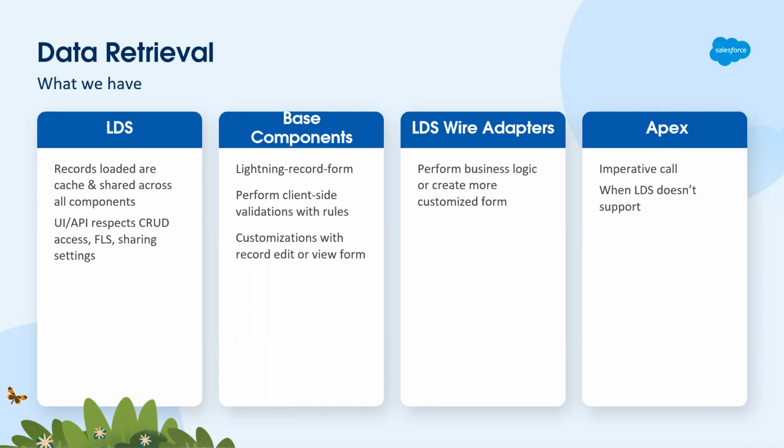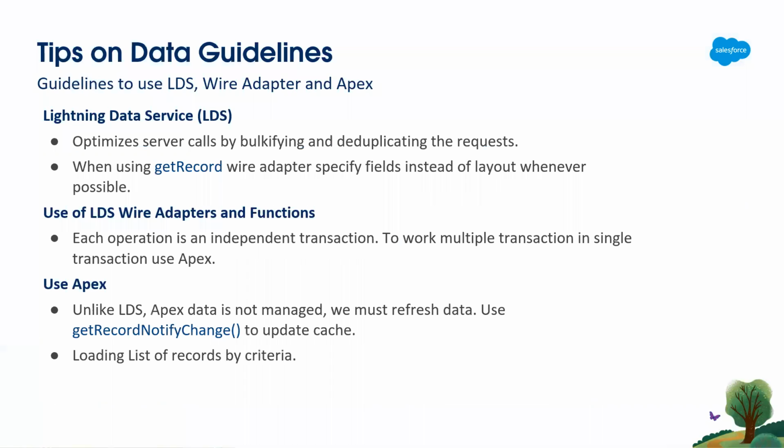And Apex is good to make any kind of imperative calls, which LDS does not even support. This we already have. So what should we do for these kind of guidelines? LDS data service optimizes the server calls by bulkifying and deduplicating the requests. When using the getRecord wire adapter, specify the fields instead of layout whenever possible. If you specify the layout, it means unnecessarily all these fields are added as a part of your process, right? And it will be slower.